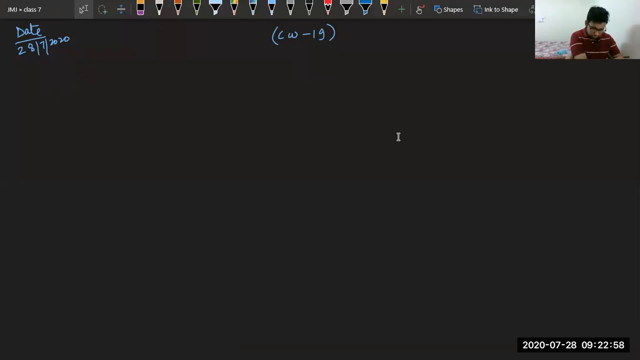Jitesh saying, sir, your screen is not visible. Jitesh, now check, is it visible? All of you, please check. Now is it visible? Beta, there are two names. One is from mobile, one is from laptop.